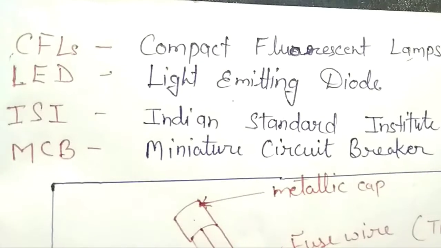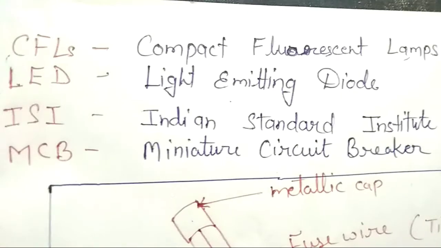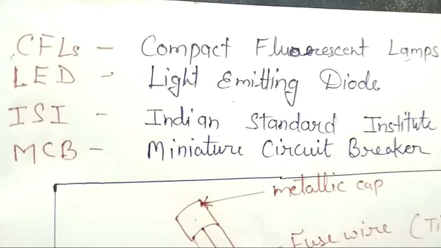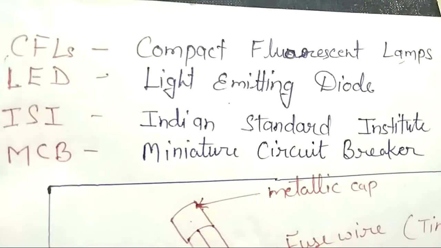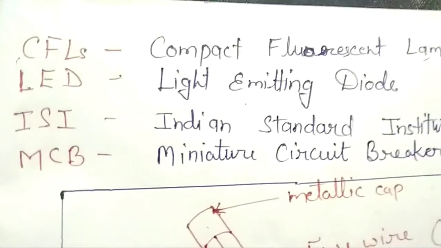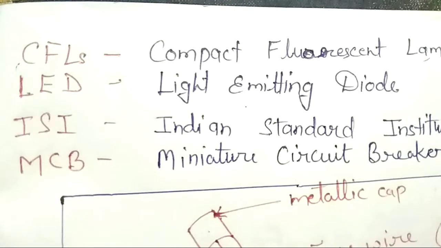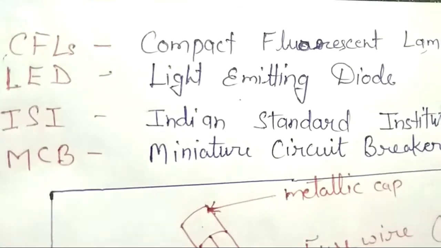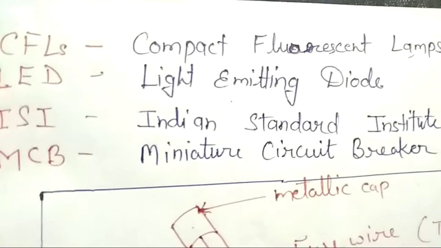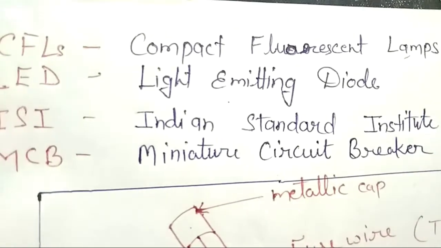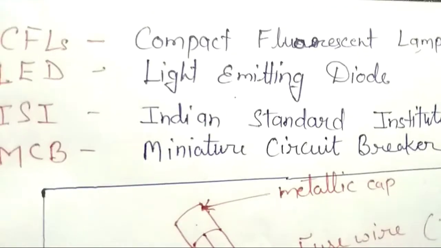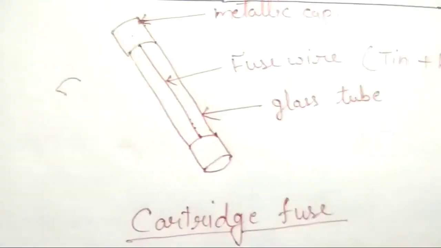Here you can see there are some expanded forms that are used in this chapter. First is CFL, which stands for compact fluorescent lamp. Next is LED, that is light emitting diode. ISI, Indian Standards Institute. MCB stands for miniature circuit breaker.